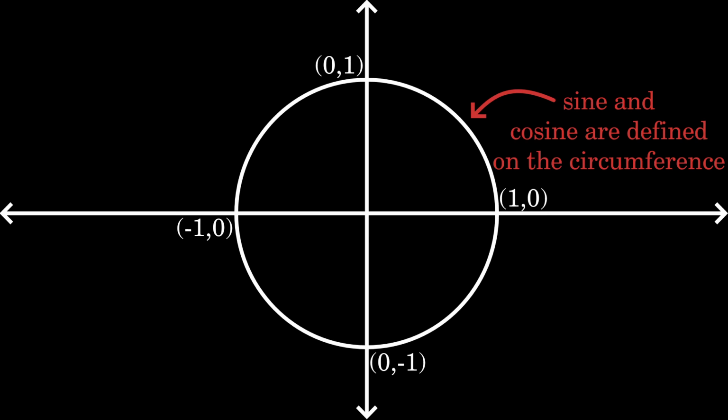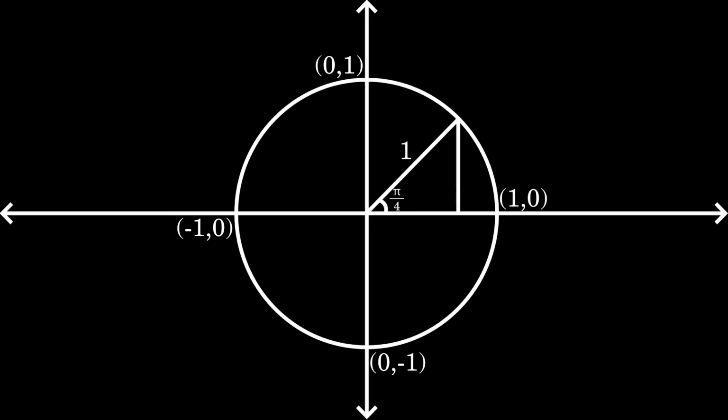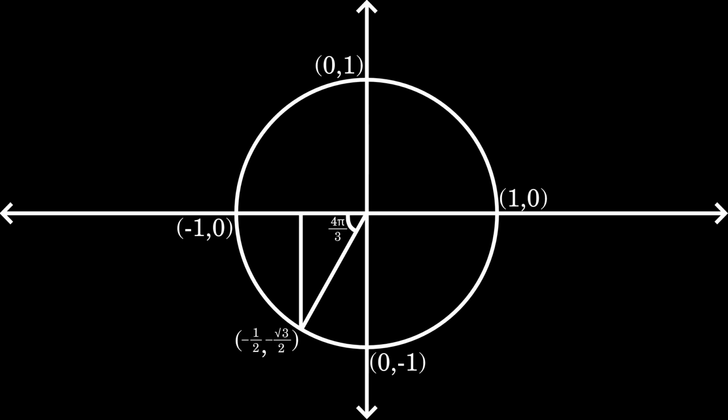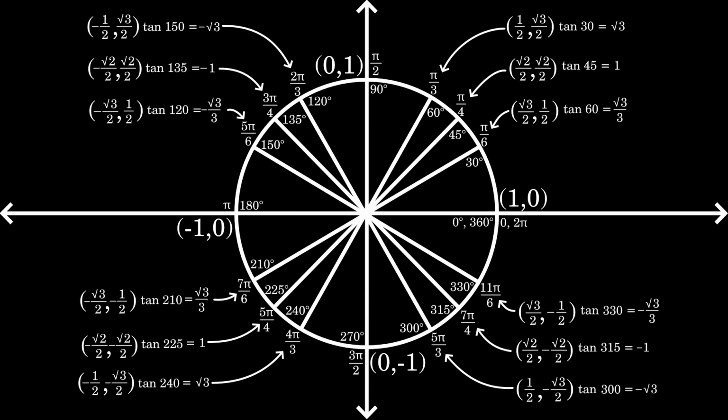All points on the circle are coordinates, where sine and cosine are defined. A triangle here with an angle of pi over 4 radians, or 45 degrees, will have a sine-cosine coordinate of radical 2 over 2, radical 2 over 2. While a triangle here with an angle of 4 pi over 3 will have a coordinate of negative 1/2, negative radical 3 over 2. Here is a full image of a unit circle with full rotations in degrees and radians, as well as the corresponding points and values of tangent.